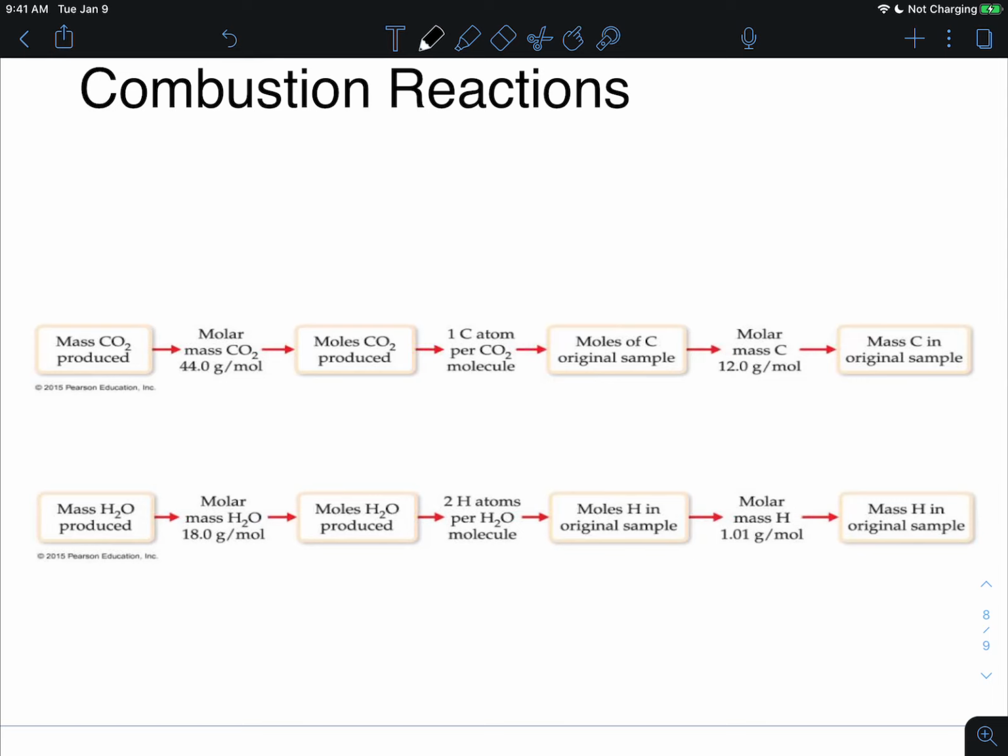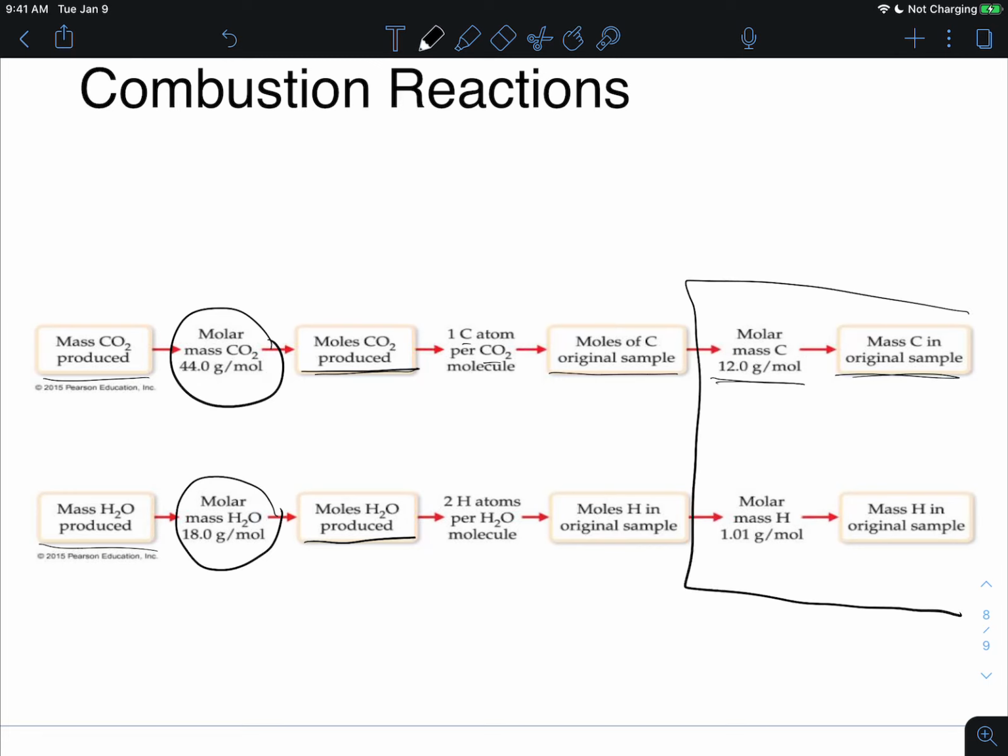Let's look at the flow chart on how to do this. So you start out with mass of carbon dioxide and water produced. Using the molar masses of carbon dioxide and water respectively, you can get into moles of carbon dioxide and moles of water. Using the fact that there is one carbon atom per molecule of carbon dioxide, you can convert from moles of carbon dioxide into moles of carbon. And then using the molar mass of carbon, you can get to mass of carbon. Getting to this last point over here is only important if we have a heteroatom, and I'll talk about why in just a minute. Same thing with water.